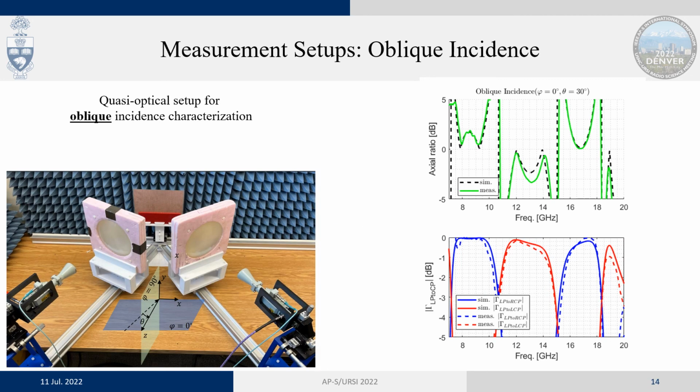To measure the reflection coefficients under oblique incidence, we use the quasi-optical setup in this configuration, where again the lens modifies the radiation from the horn into a plane wave at the position of the polarizer. Now you can see again we have a great match between the axial ratio that was simulated and measured, and we can note that again, as expected and promised, the circular polarization of the reflected wave switches between the bands.